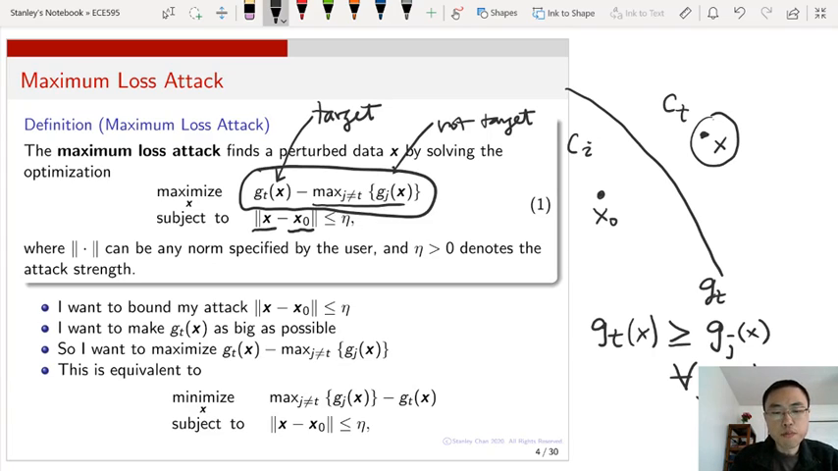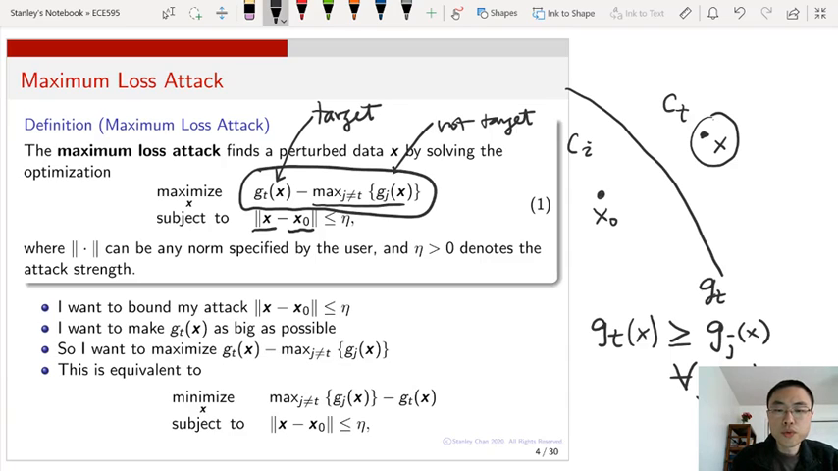And therefore, if I can maximize this difference, it means that if I have a data point x, its likelihood to appear in the class t has to be higher than anyone else in the space. So if I can maximize that, then probably I can go into the wrong class.